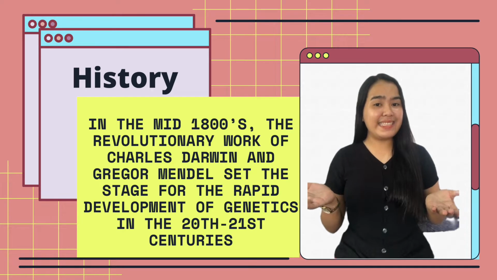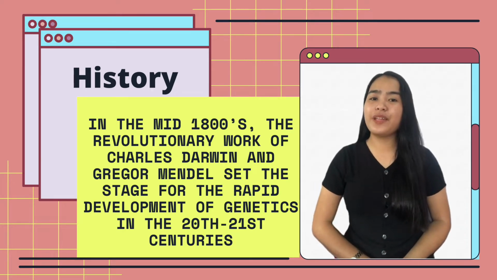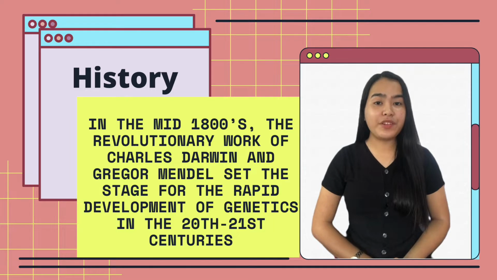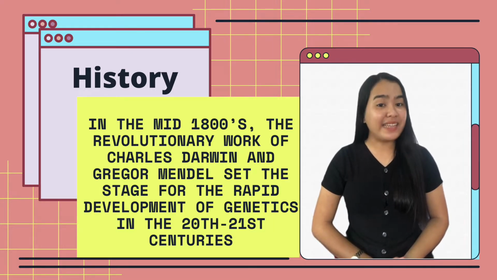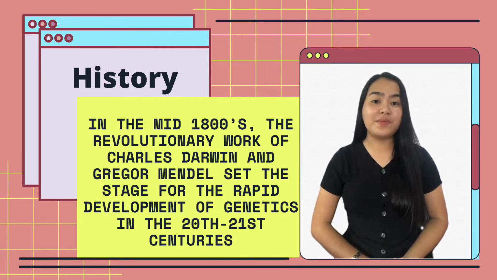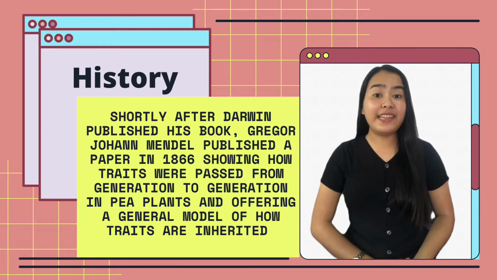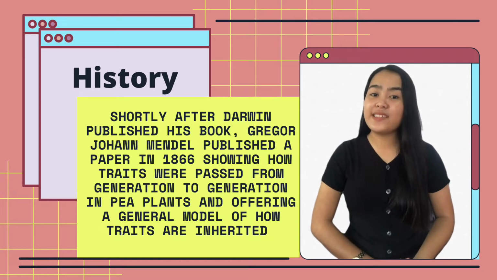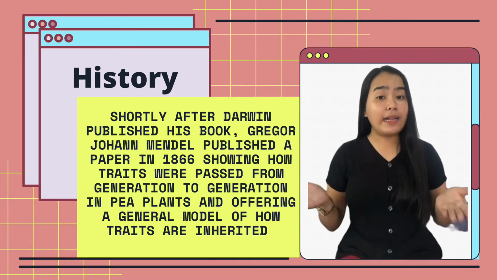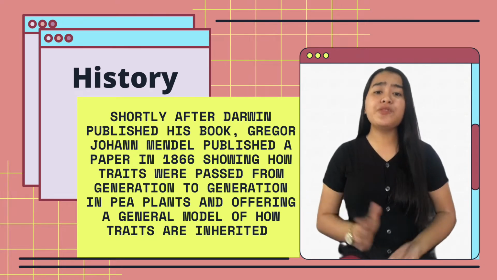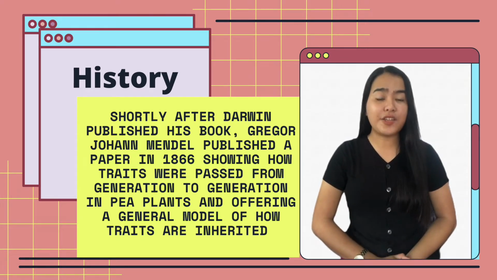In the mid-1800s, the revolutionary work of Charles Darwin and Gregor Mendel set the stage for the rapid development of genetics in the 20th and 21st centuries. Greatly influenced by his voyage on the HMS Beagle, Darwin's thinking led him to formulate the theory of natural selection, which presented an explanation of the mechanism of evolutionary change. Darwin, however, lacked an understanding of the genetic basis of variation and inheritance, a gap that left his theory open to reasonable criticism into the 20th century.